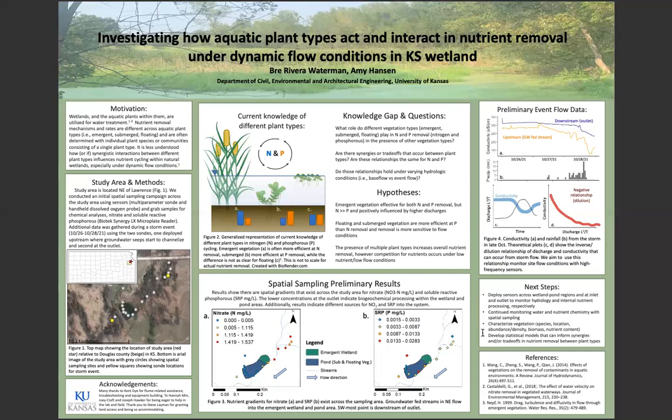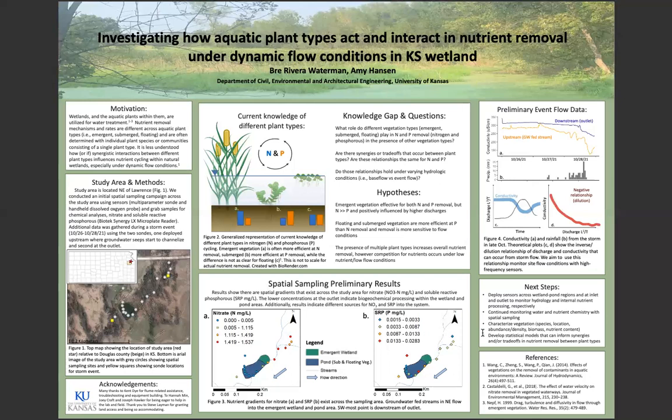So next steps include deployment of sensors for continuous monitoring of water chemistry and flow in the study area, continued grab sampling of water and nutrient chemistry, as well as characterizing and sampling the various vegetation types, focusing on parameters like location, abundance, density, biomass, and nutrient content of each plant type.